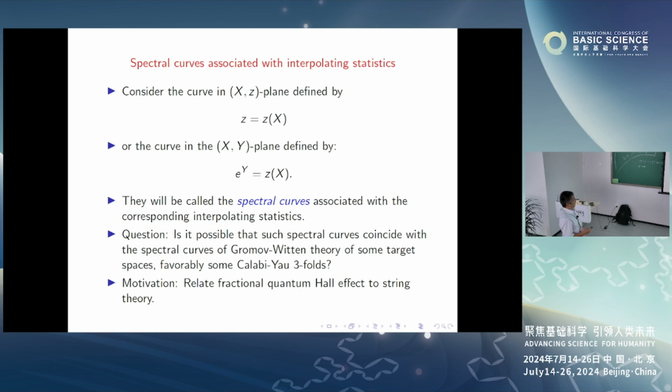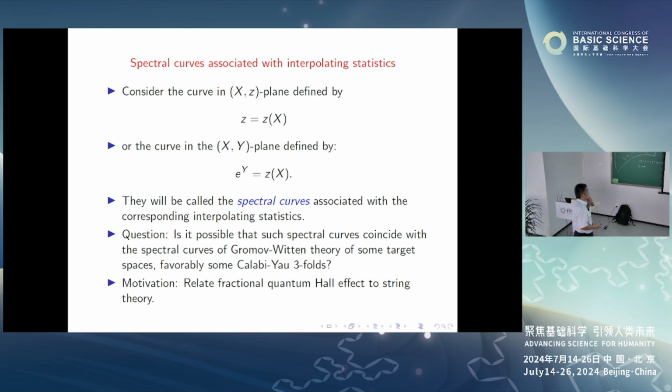So we can actually define them in two different ways. One of them is just to say z equals z of x. The other is that I introduce some variable z equals exponential y. And this will be called the spectral curve associated with the corresponding interpolating statistics.